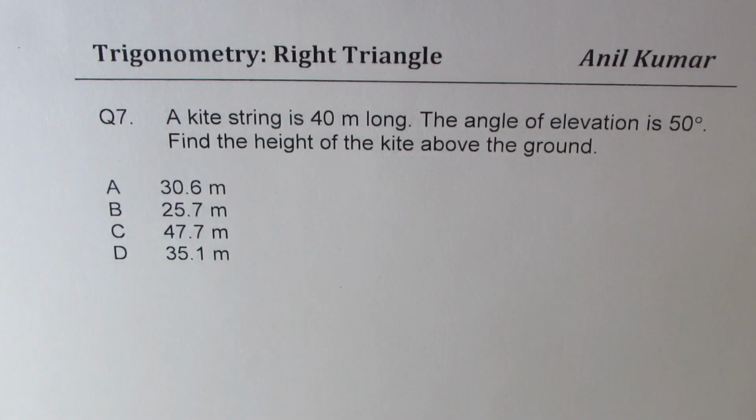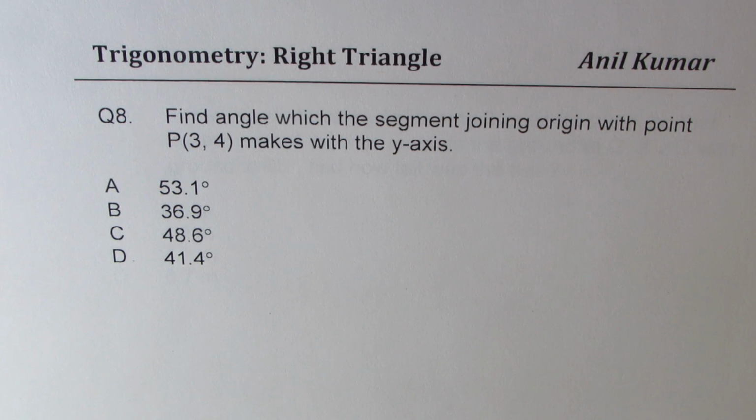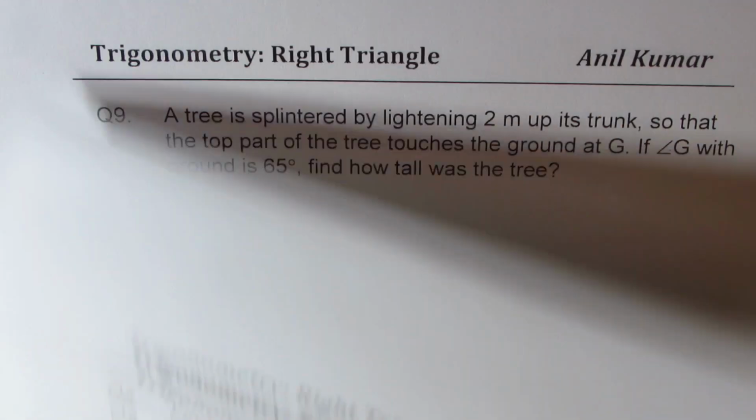Question number 7. So you'll have some application questions now, followed by a bonus question. Question 7 is, a kite string is 40 meters long. The angle of elevation is 50 degrees. Find the height of the kite above the ground. Question number 8. Find angle which the segment joining origin with point P34 makes with the y-axis.